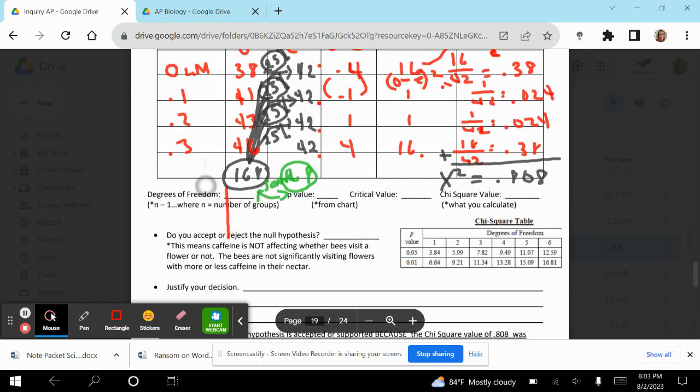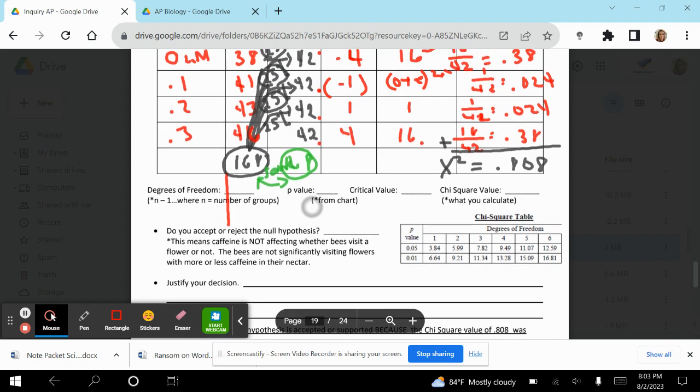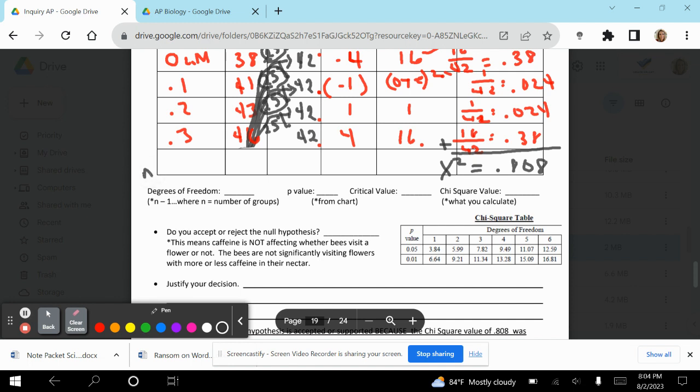All right, so let's move this up. I need to look at some of those values here. So now we need to remember to get our degrees of freedom because we've got to use this chart. Remember, to figure out our degrees of freedom, it is n minus 1. And so in this case, we've got 1, 2, 3, 4. So n equals 4. So 4 minus 1, we're going to get 3 degrees of freedom for this experiment.